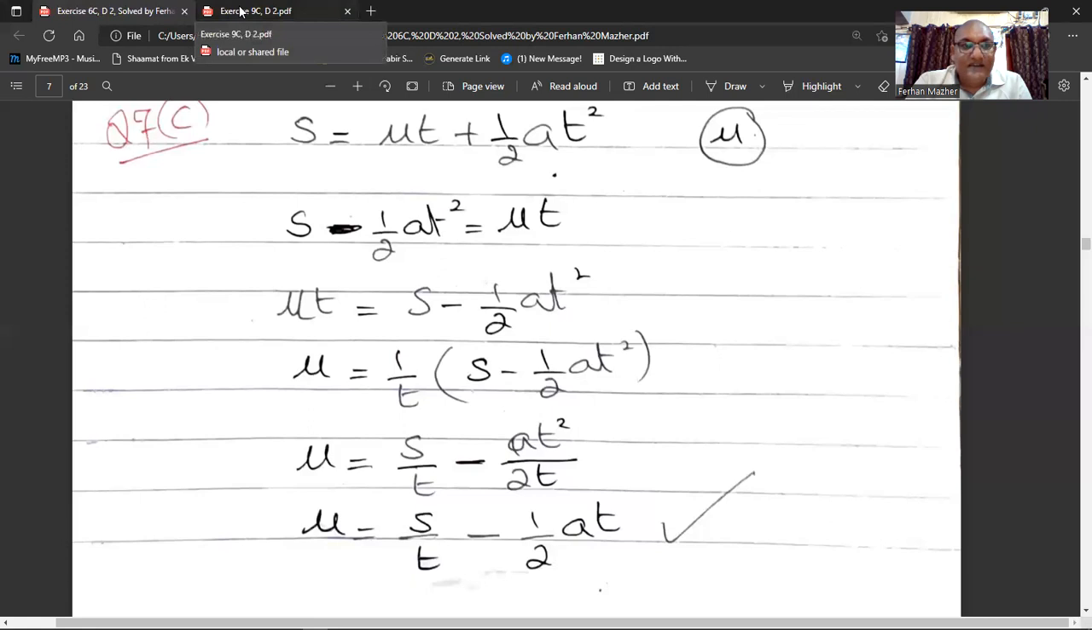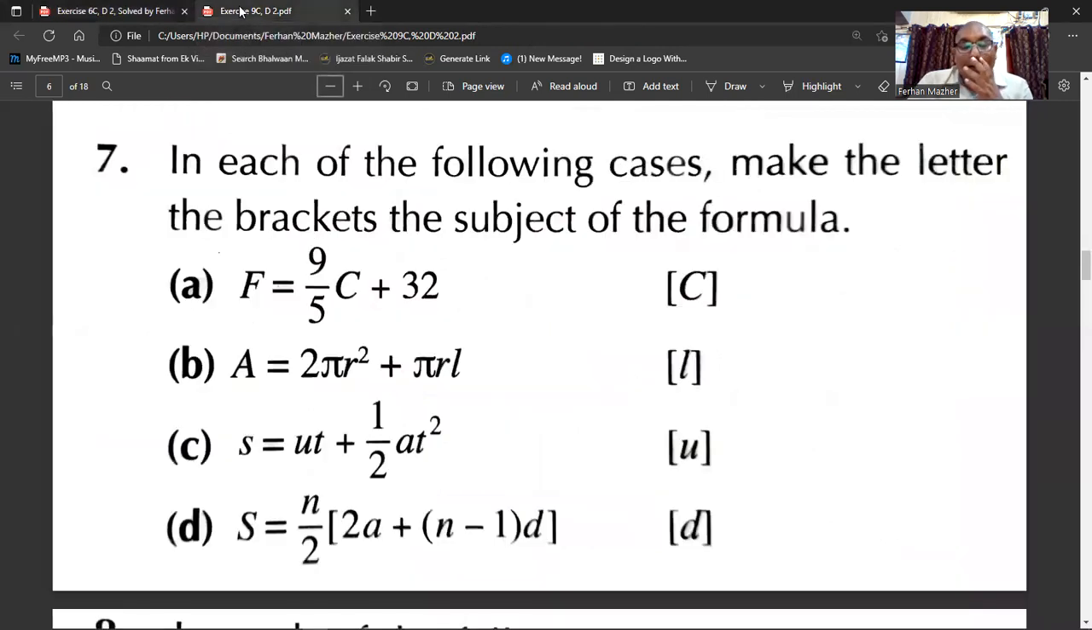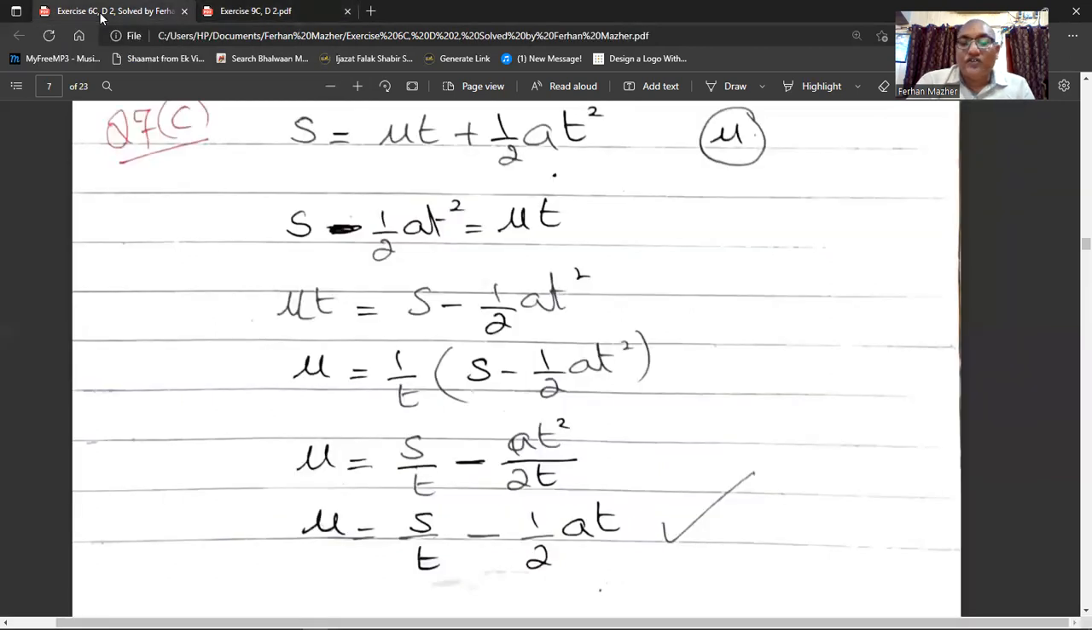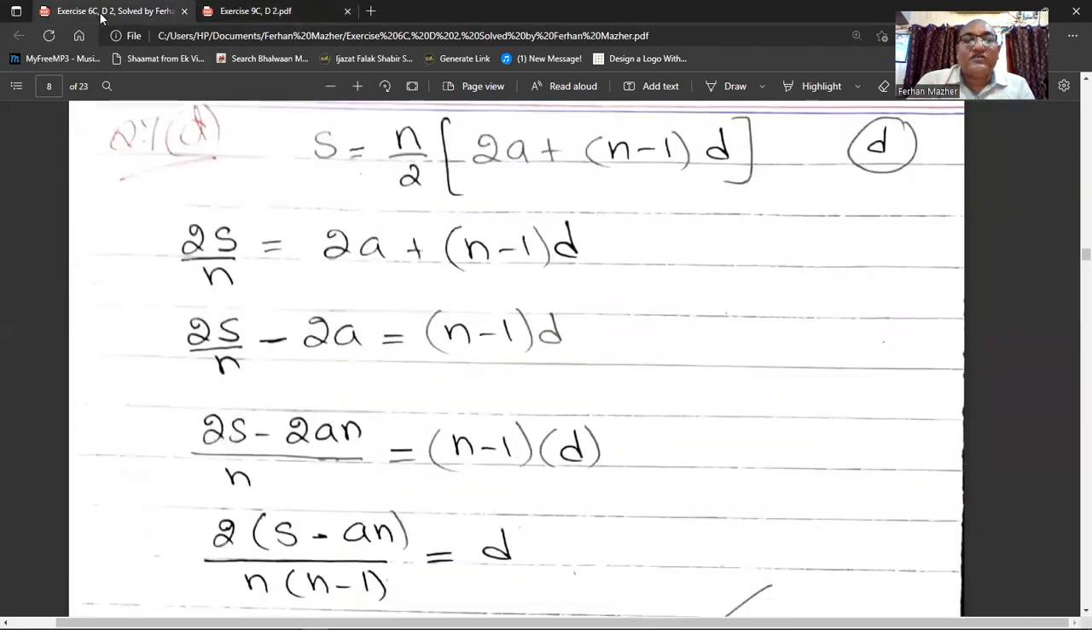Okay. Now we are on question number 7, D part. It says s equals n by 2 square bracket 2a plus bracket n minus 1 bracket close d square bracket close. We want d to be the subject of the formula. Okay, so we are going to the next part. The next part is question number 7, D part. S equals n by 2 bracket 2a plus bracket n minus 1 bracket close d bracket close.